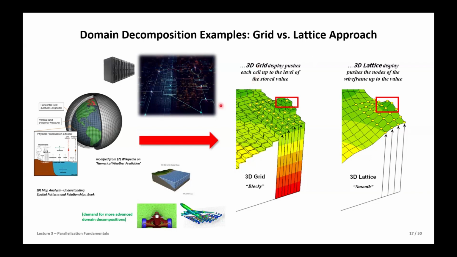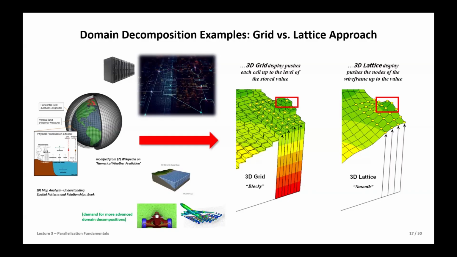And this is what you see here a little bit: the 3D grid cell, where you store one piece of information representing the cell, or you go to a more lattice-like display, where the nodes basically just exist and are, so to speak, framed by the values around them that build the lattice. So it's a different way of simulating it, and it really is an application-specific problem.